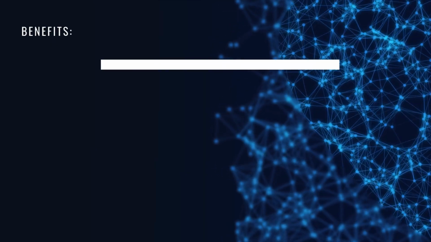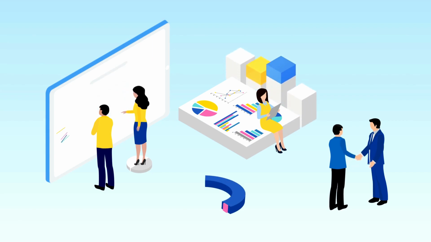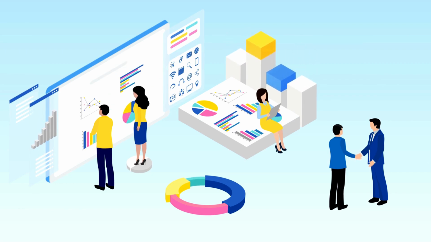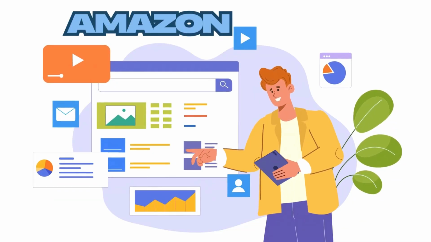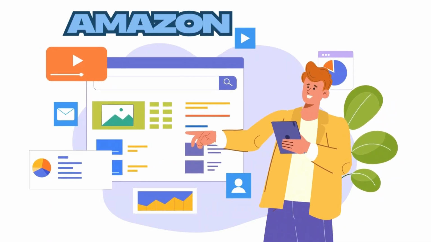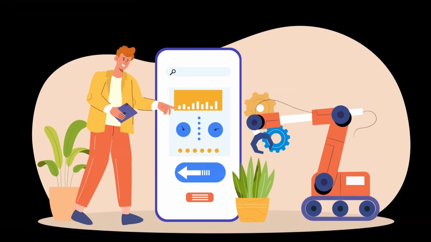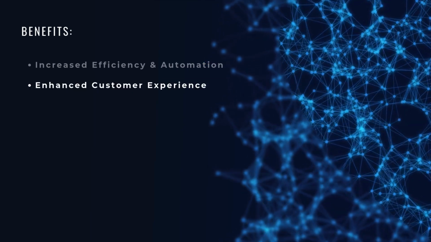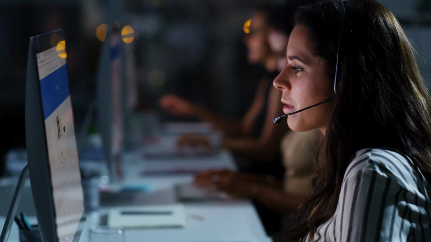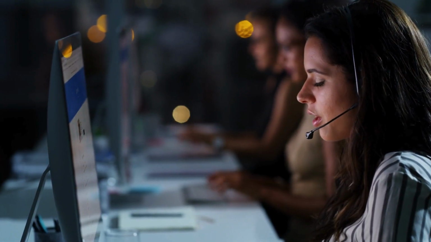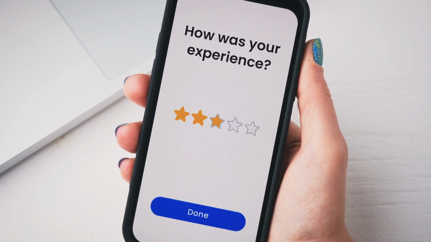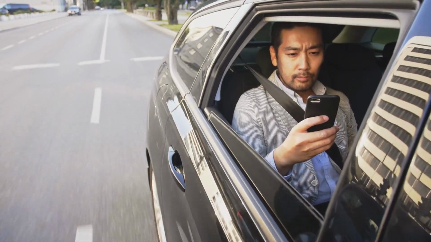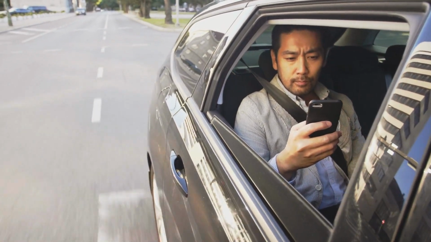Increased efficiency and automation. Businesses with integrated applications reduce operational costs by 30% as per Forrester research. Let's take an example. Amazon integrates its inventory, order management, and customer support systems to enable faster and automated processing. Enhanced customer experience. 76% of customers expect seamless interactions across their platforms, for example in Salesforce. Like Uber integrates maps, payments, and notifications to offer a seamless ride booking experience for their customers.